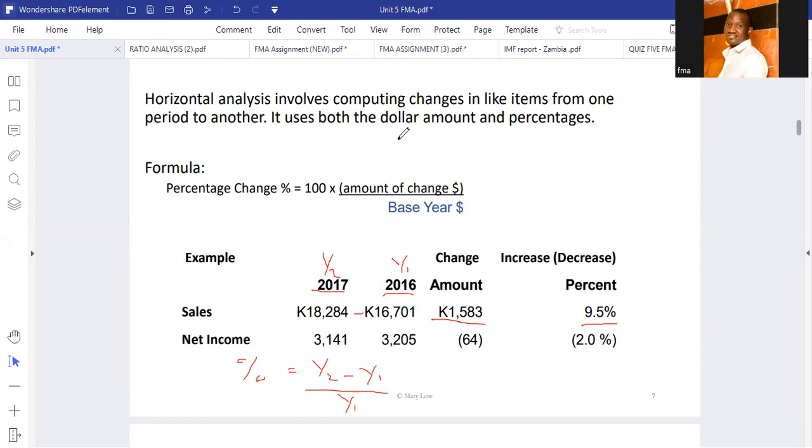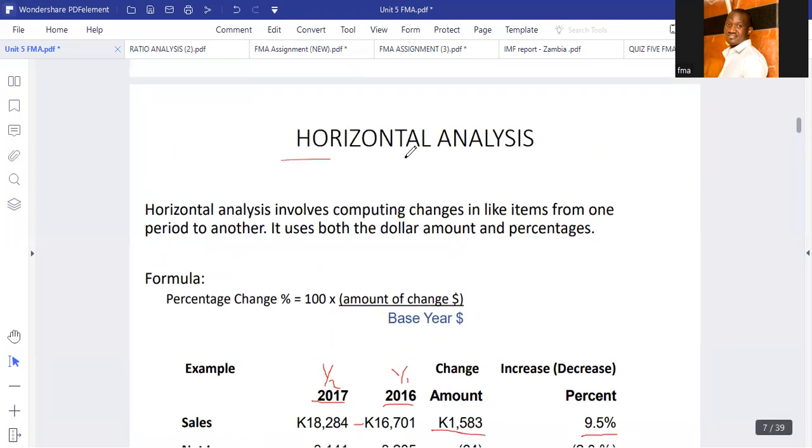We could also have a negative trend where year two is smaller than year one. This one shows that there is a decrease in the performance. So 3,141 minus 3,205. The difference is negative 64. We divide it by 3,205 times 100. So this gives you a negative. So in negatives, we put them in brackets, showing that there's a decrease. So this is what we call the horizontal analysis.